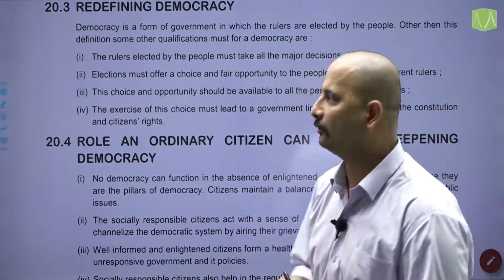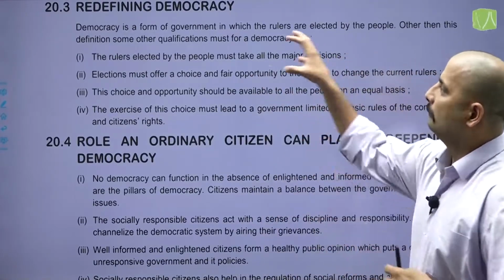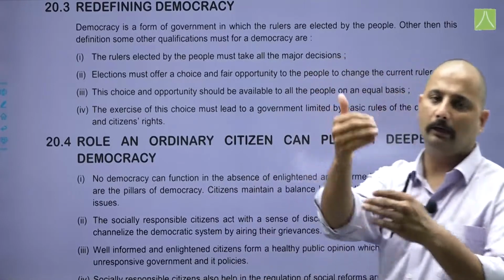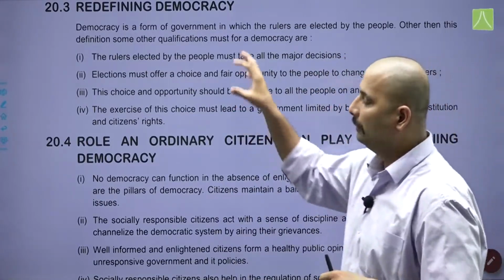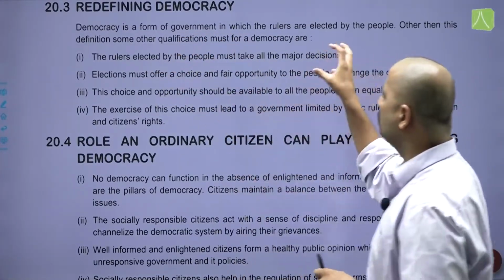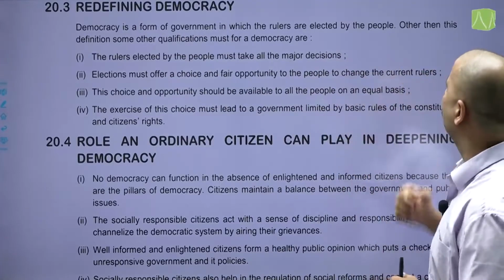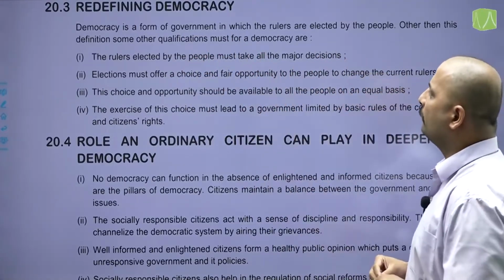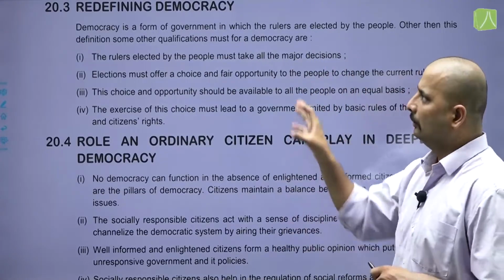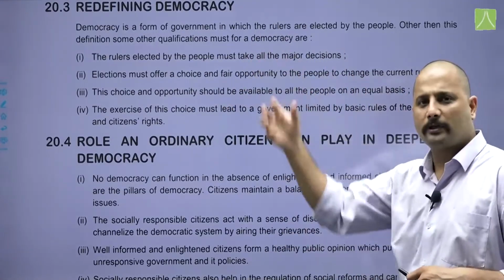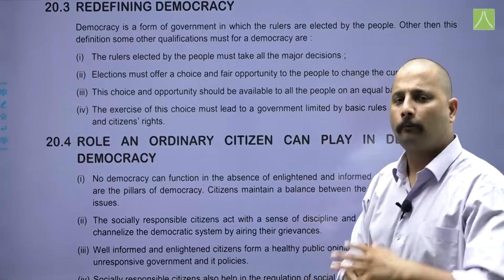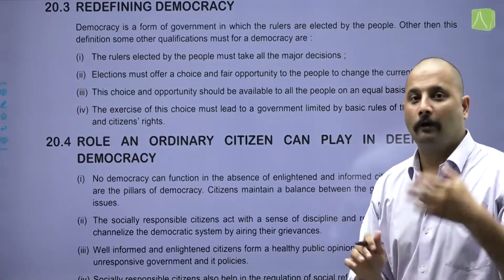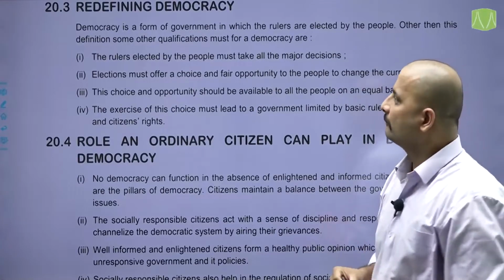Carrying the lecture further, the next point is about redefining democracy. How do you go about redefining democracy? Democracy, as we know, is a form of government in which rulers are elected by the people. Other than this definition, some other qualifications are a must for a democracy. Again, we are trying to redefine democracy. If you remember, in class 9th, the first chapter was What is Democracy and Why Democracy.